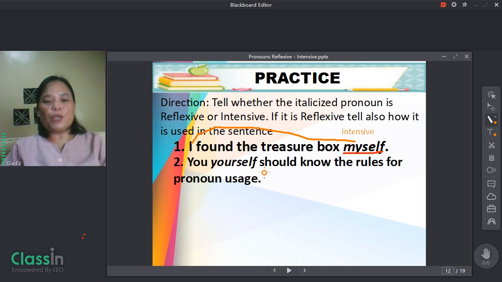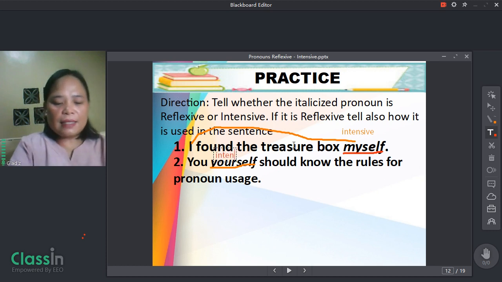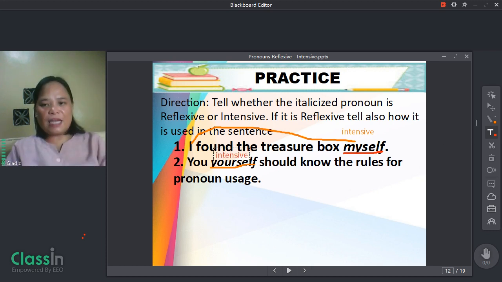Number two: You yourself should know the rules for pronoun usage. The italicized pronoun here is yourself. How is it used in the sentence? Still, it is used as an intensive. Look at this one. The pronoun yourself is used only to emphasize the subject pronoun you. So whether it is in the sentence or not, the sentence is still complete.